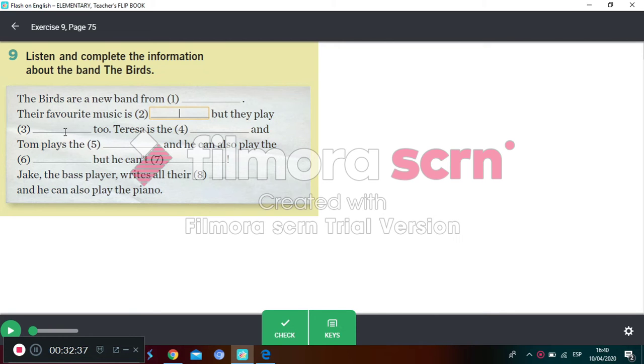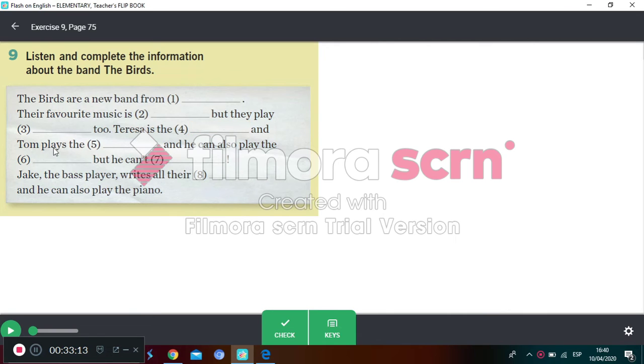They play... Here, you need to complete with another kind of music, okay? Love music, Latin music, whatever. Teresa is the... Here, you need to write, for example, singer, pianist, drummer, okay. Here you need to write the action that Teresa does in the band, okay.